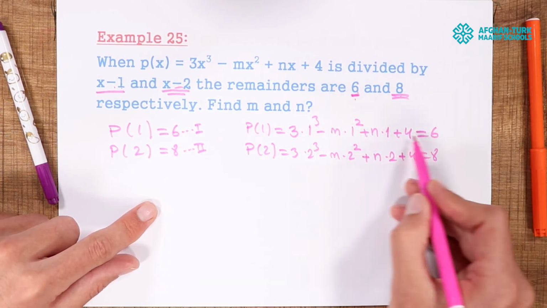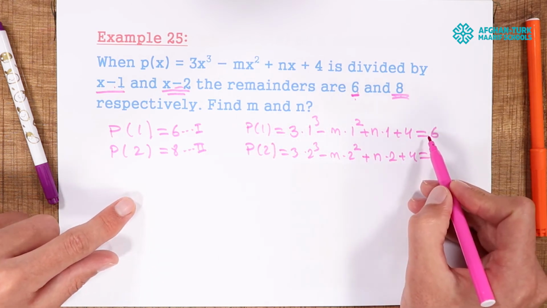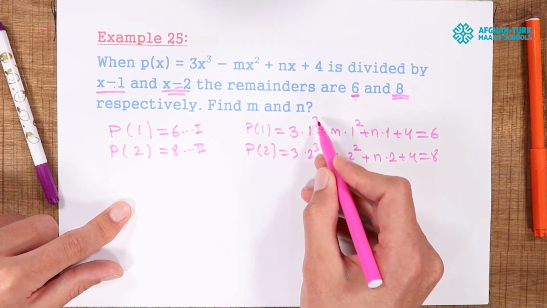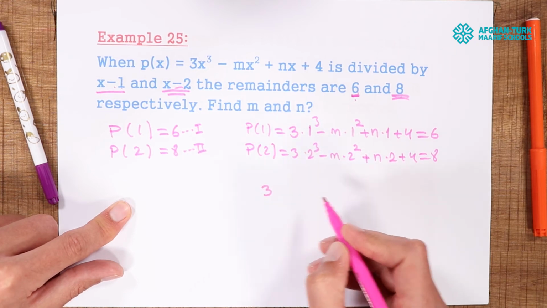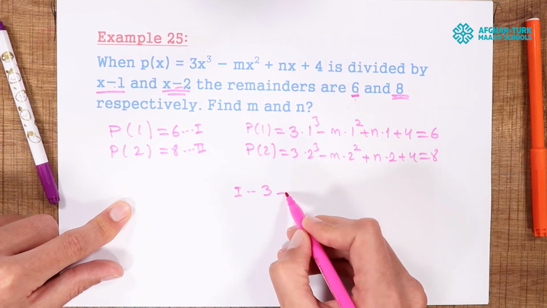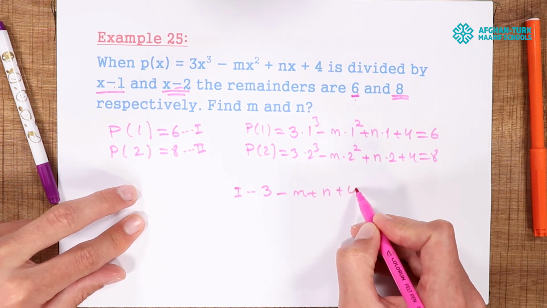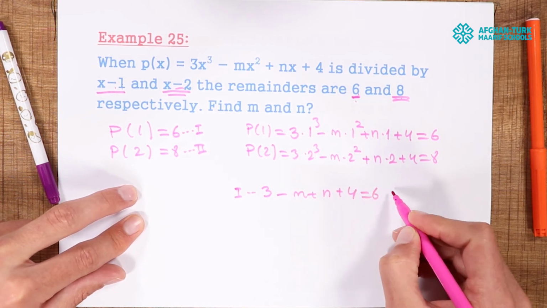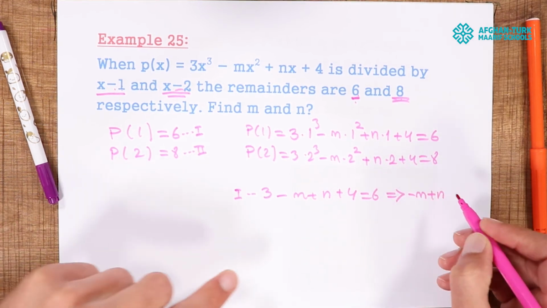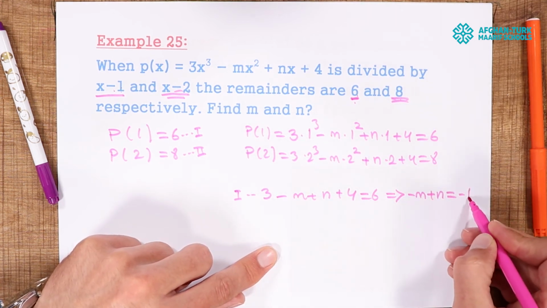Okay, from the first equation, what do we have in here? You can see that we have 3 times 1 cubed is 3, minus m plus n plus 4, and this is equal to 6. As a result, we will have minus m plus n. 3 plus 4 is 7, 6 minus 7 is minus 1.